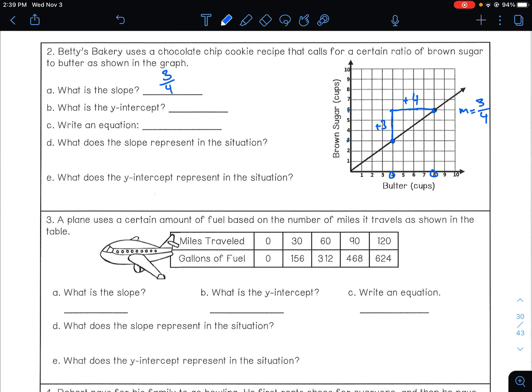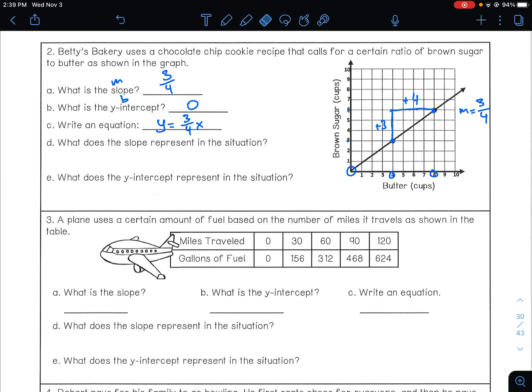What is my y-intercept, or my b? My y-intercept is right there. It's actually (0, 0). So my y-intercept is 0. Write the equation. y equals the slope, which is 3/4, x plus 0. Now, I don't need to write plus 0 because 3/4 x plus 0 is just 3/4 x.